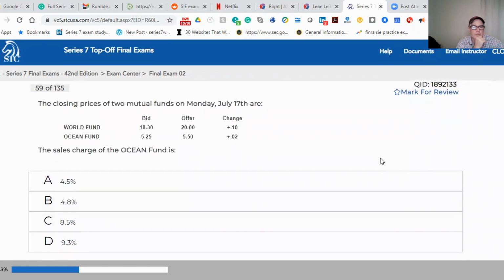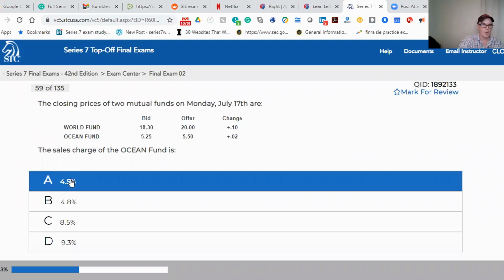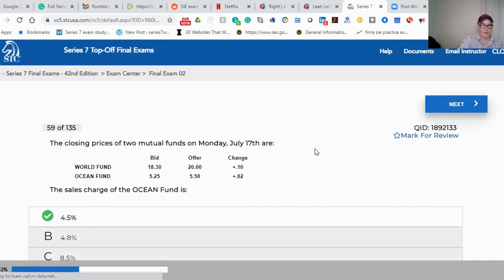The closing prices of 2 mutual funds on Monday, July 17th are given. What is the sales charge of the Ocean Fund? So the bid is $5.25, the offer is $5.50. That's a 25 cent sales charge. Remember, the sales charge is based off the POP. So you do 0.25 divided by 5.5, which is about 4.5%. I would go with 4.5% because you're dividing the sales charge by the POP, not the NAV. The NAV is the bid, the POP is the offer. Good, there we go.